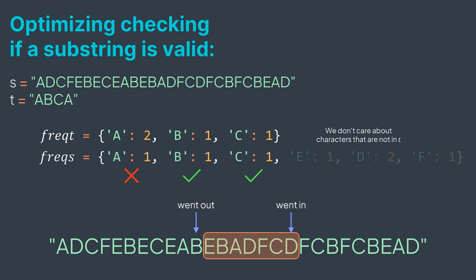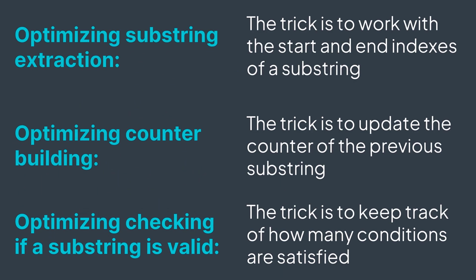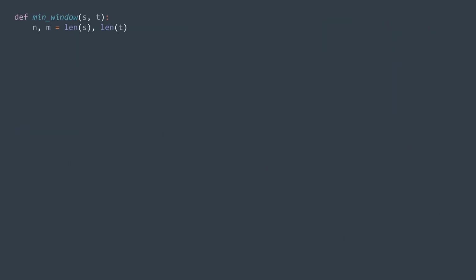Once again, no matter the length of the window, we're dealing with 2 characters only, the one that went in and the one that went out. So checking if the actual substring is valid costs O of 1. We've been able to optimize extracting the substring, generating the counter, and checking if the substring is valid. We've seen how to do all of these in O of 1. But we didn't see the code yet. Let's move to the code.